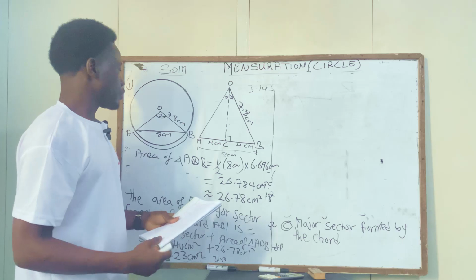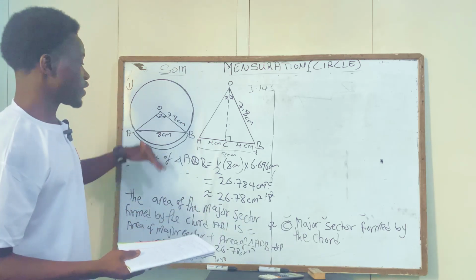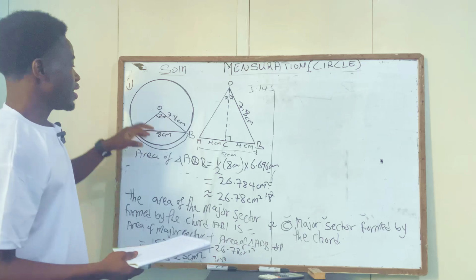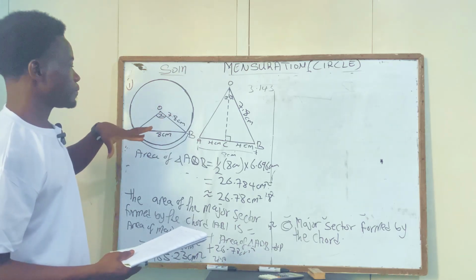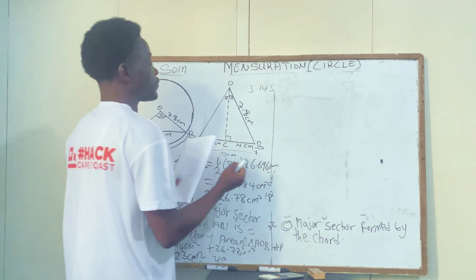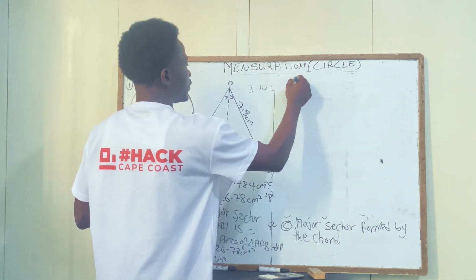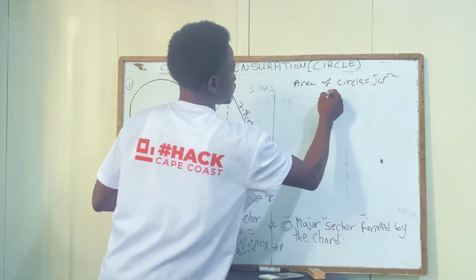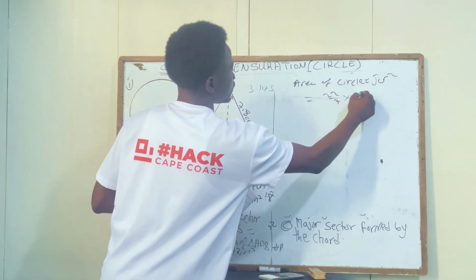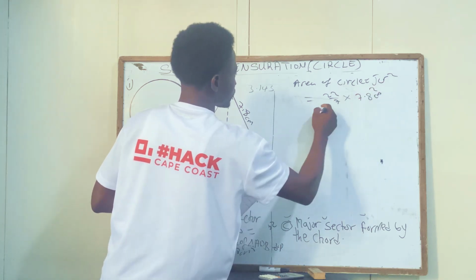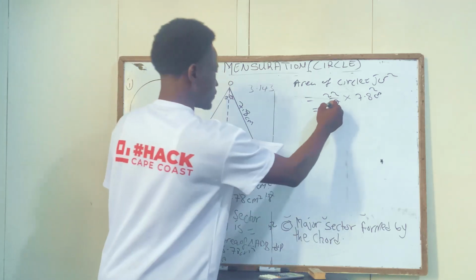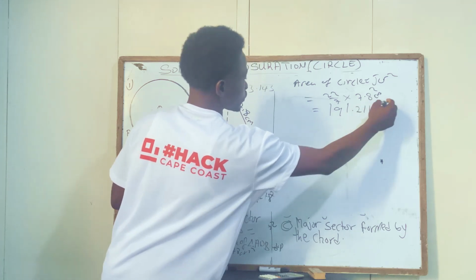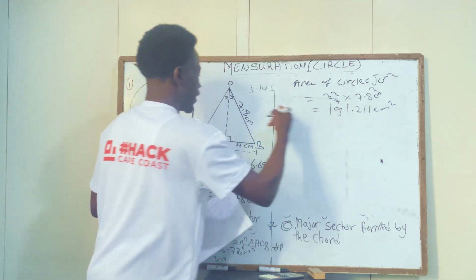The other way is that you can find the area of the minor sector and take it from the entire circle. So when I find the area of the minor sector and subtract it from the circle, I am going to get the area of the remaining part. So we know the area of a triangle, the circle is area of circle is equal to pi r squared. And this is equal to 22/7 times 7.8 centimeters squared. So that is how you can calculate for that, which is 191 centimeters squared. So that's the area of the entire circle.